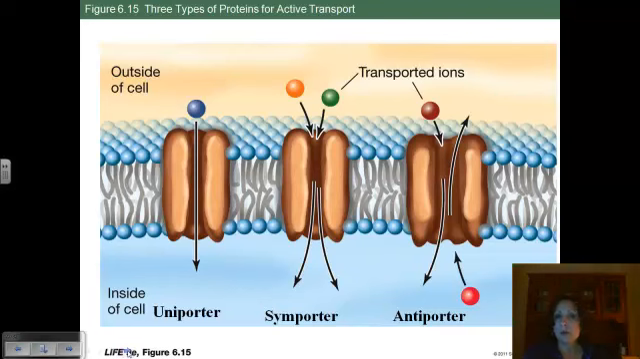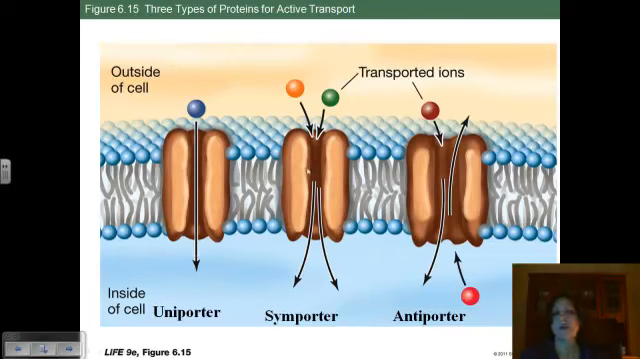So active transport requires proteins embedded in the cell membrane, similar to facilitated diffusion, but in this case, we're going to be going against the concentration gradient. So I don't think you need to memorize these different types, but just understanding, because we're going to be talking about these different types. You don't just need to know the names. But uniporter is just going to be one directional, so one molecule moving against the concentration gradient being pumped into or out of the cell in one direction.